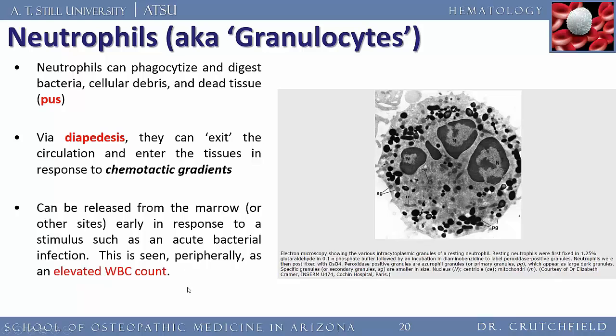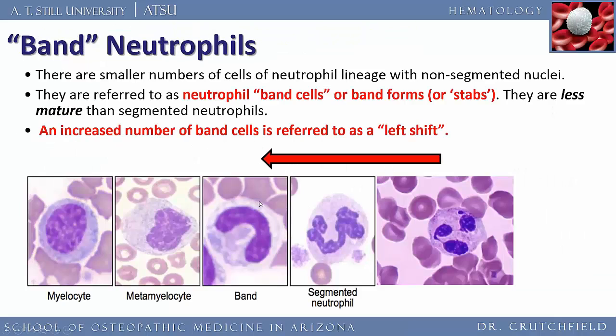And of course, we know that they're released from the marrow or other sites in response to perhaps a bacterial infection, and then we see that as an elevated white count on the peripheral smear. So diapedesis is important. It means that the cell can actually crawl along the wall of the blood vessel until it reaches the site of the infection and start chomping away.